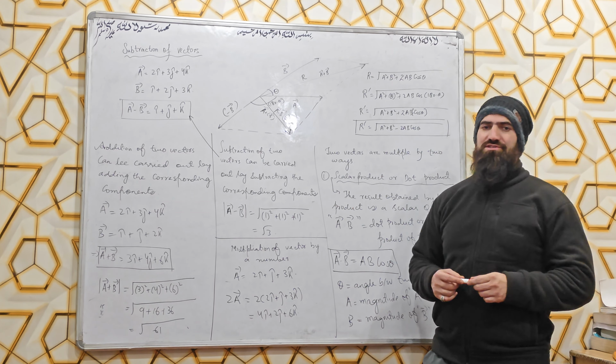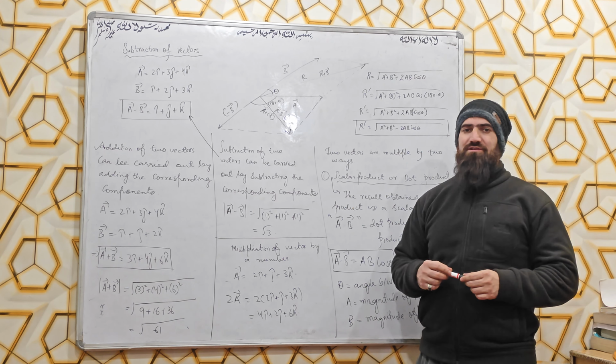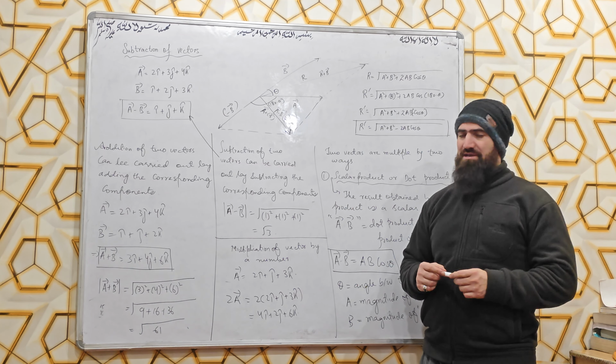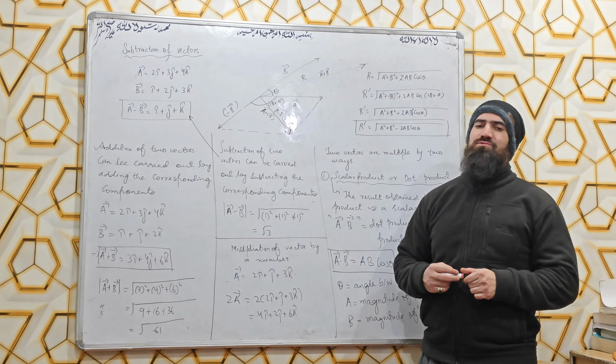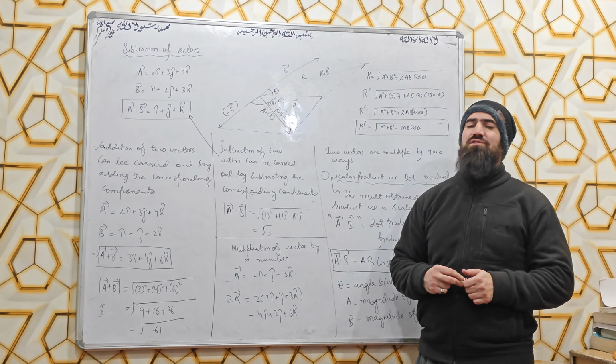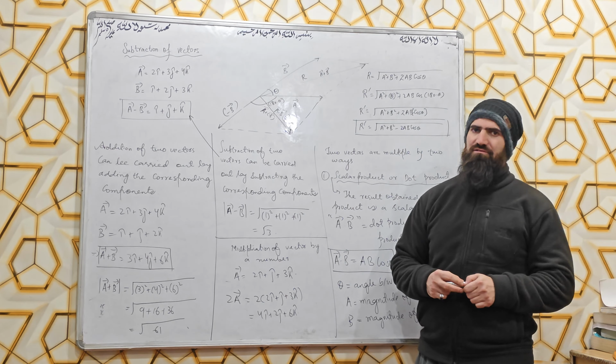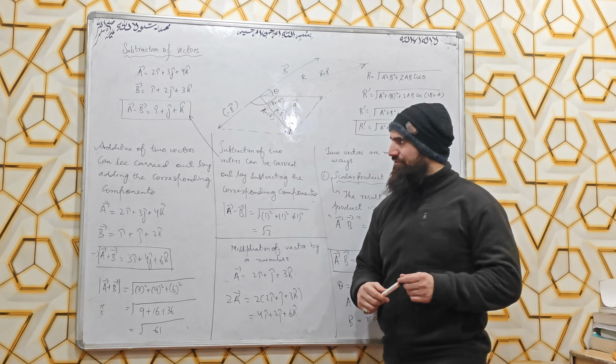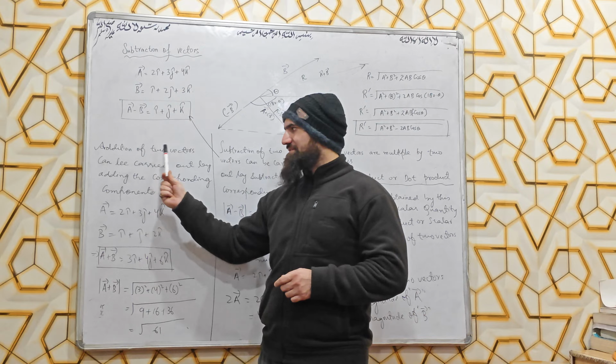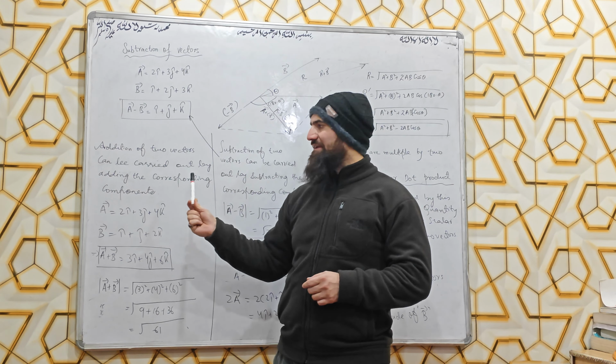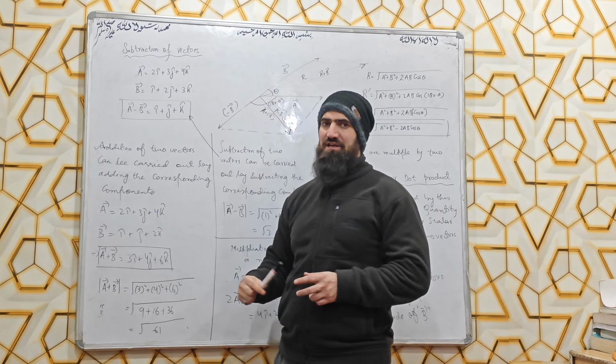So today we are going to study vectors, and we are going to start with the addition and subtraction of vectors in terms of their components and also in terms of the magnitude of a and b and the angle between the two vectors. The addition of two vectors can be carried out by adding the corresponding components.